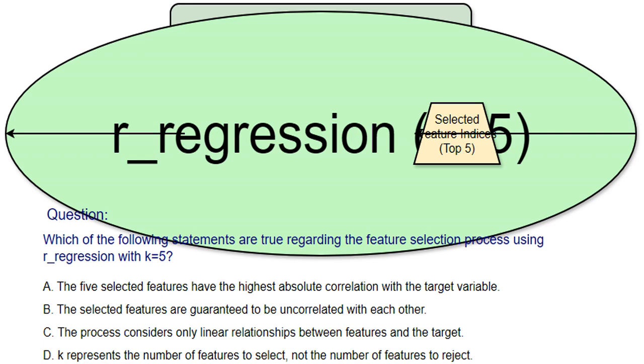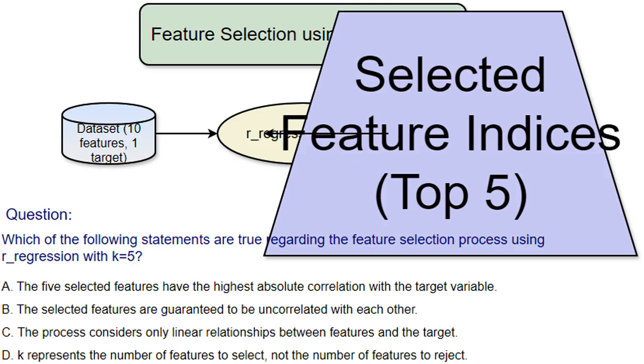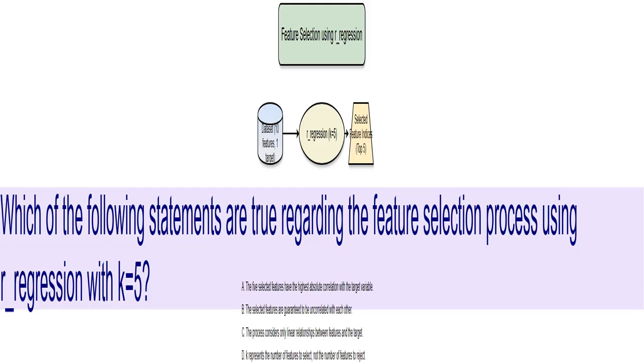The k is how many of the best features I'm looking for. After running r_regression, I get a list of numbers. Each number represents the index of one of my features and tells me which 5 features are the most important for my prediction. This is the actual question of the quiz.